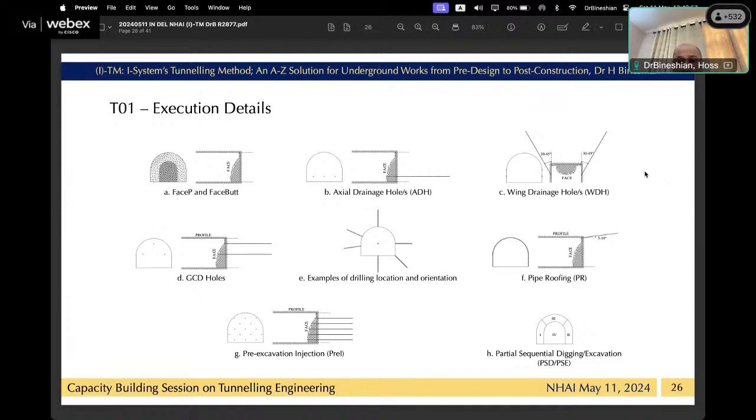F is the pipe roofing, with this angle of 5 to 10 degrees, using pipes made in India, not imported, 114 millimeter, conducted for the tunnel. Pre-excavation injection is shown in G, where you see the pattern. And finally, H, representing the excavation stages, 1, 2, 3, and 4. And 4 is maintained as buttress to control the thrust from the face.